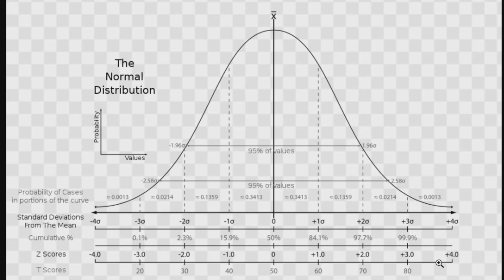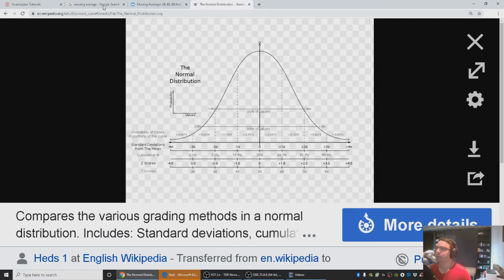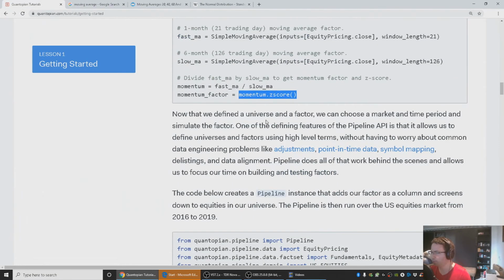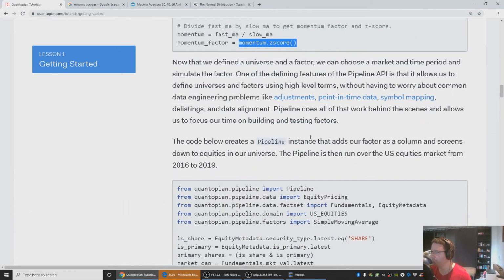A +4 in Scotland might be 190 centimeters or something. But a +4 in the Netherlands, where people are taller, could be like over 2 meters. But what the z-score does is just lets you compare different distributions without worrying about the actual numbers involved. Okay, so that's what we do. So it does a load of work for you in the background.